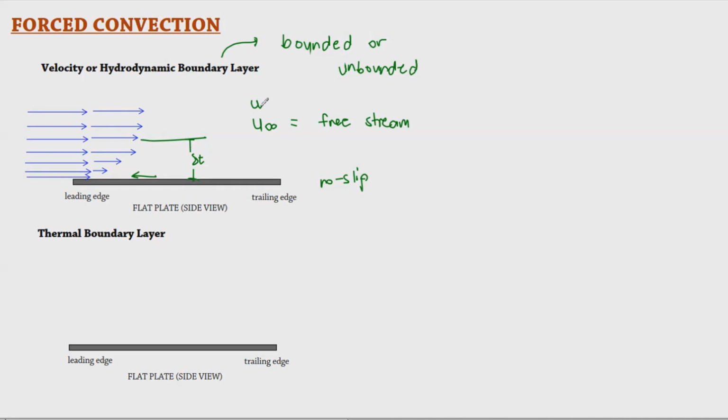But if I would ask you, or the problem would say, the velocity near that certain boundary, I would say that that would be less than the free stream. So this velocity here, and any velocity that is inside this boundary layer region, which is the thickness, would be less than the free stream velocity.